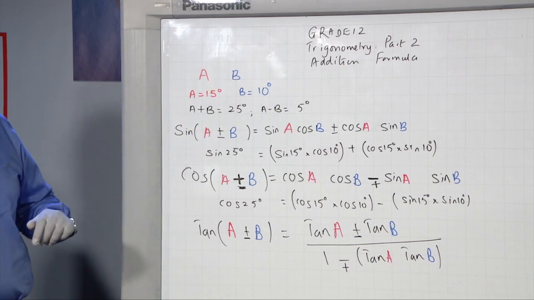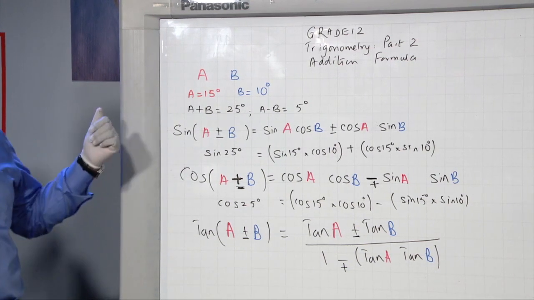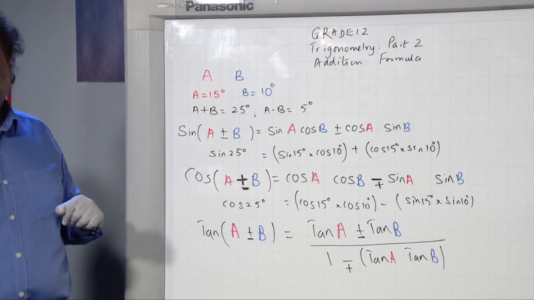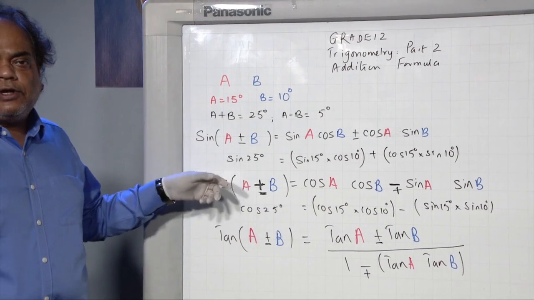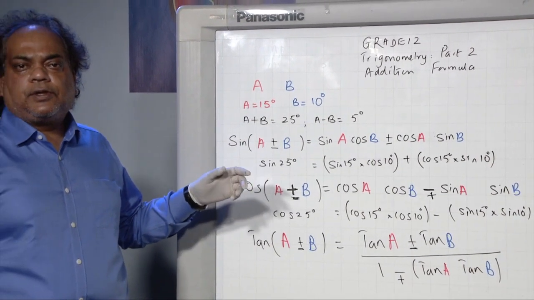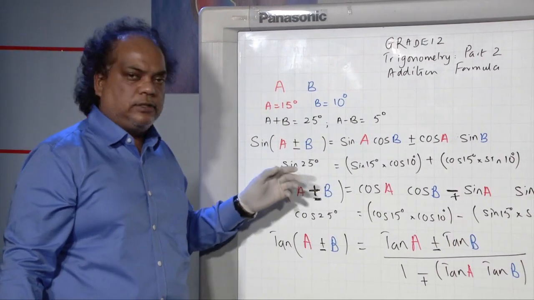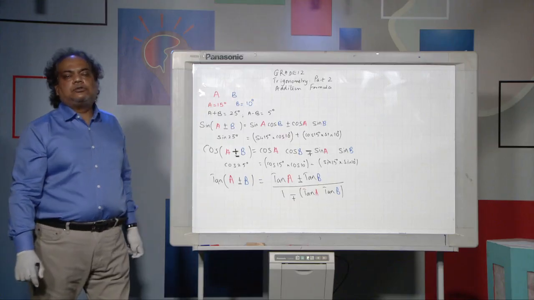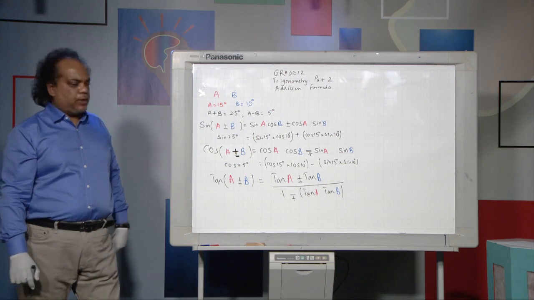You remember how many double angle formulas we learned previously? We had 1 double angle formula for sine: sine 2A is 2 sine A cos A. For cos we had 3: cos 2A is 2 cos squared A minus 1, 1 minus 2 sine squared A, cos squared A minus sine squared A. Tan 2A was 2 tan A over 1 minus tan squared A.